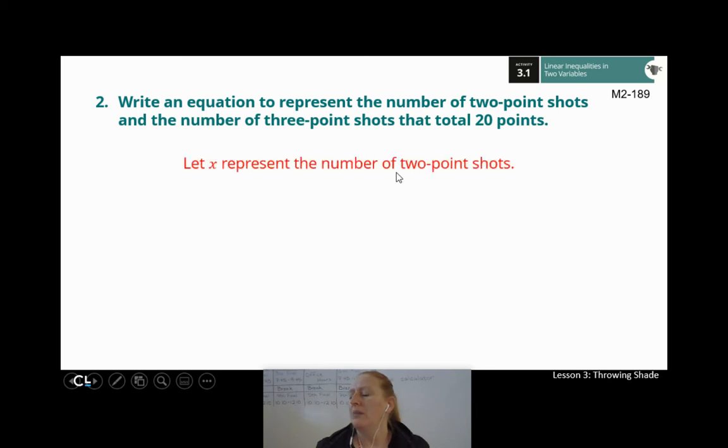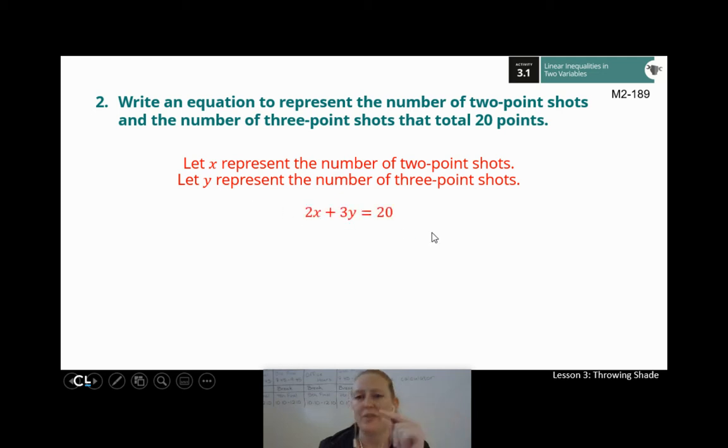So I'm going to let x represent the number of 2-point shots, and I'm going to let y represent the number of 3-point shots. We know 2-point shots are 2 points each, so I'll say 2 times x. And 3-point shots are 3 points each, so I'll say 3 times y. Together, I want them to add up to 20. So now I have this lovely equation. Hooray, huzzah, and happy day.